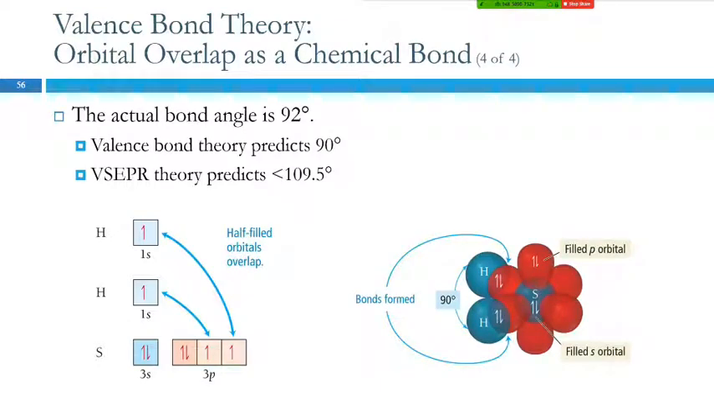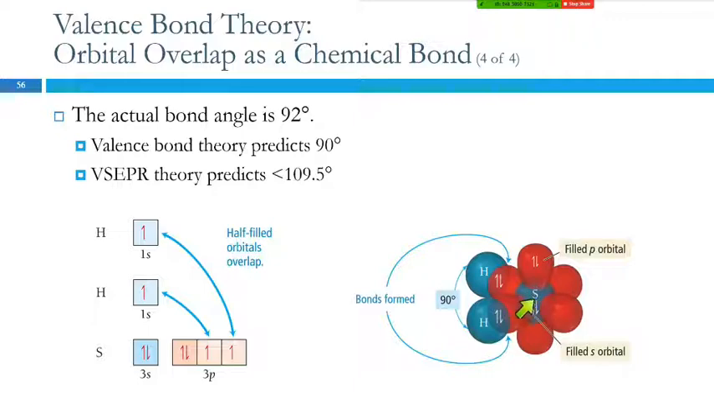So let's look at how that happens. We're going to look at sulfur and hydrogen here. And here we have the orbital diagrams for sulfur and hydrogen's valence electrons. And so we see that the sulfur atom has two half-filled 3p orbitals. And so we can imagine one of these half-filled orbitals overlapping with the half-filled orbital of hydrogen, and the other half-filled orbital overlapping with the half-filled orbital of another hydrogen. And so this is an illustration of that.